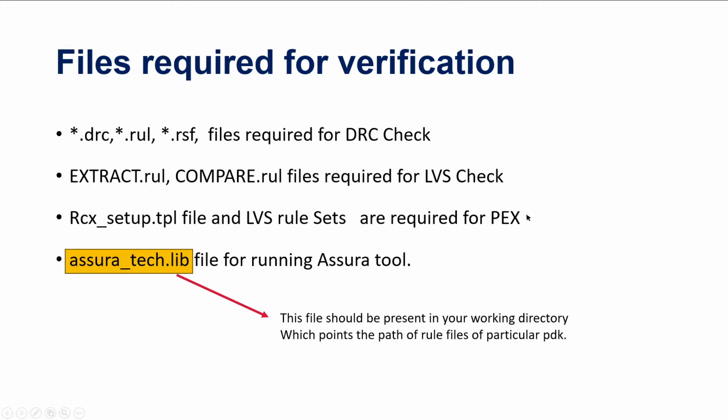So these are the files required for running the backend or verification process. The .drc file, .rule file, and .rsf file are required for the DRC check. In this video I will be showing you through the rule file; Assura requires only the .rul file and the rsf file. The RSF file is optional, so the .rul file is enough for the DRC check. For the LVS check, layout versus schematic, the extract.rule and compare.rule files are required. And for PEX, RCX, the setup.template file is required, and LVS rule sets are required.